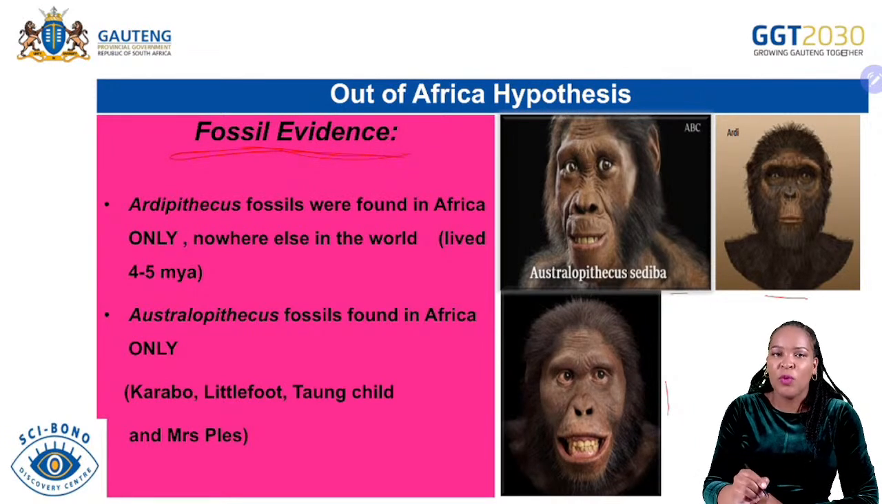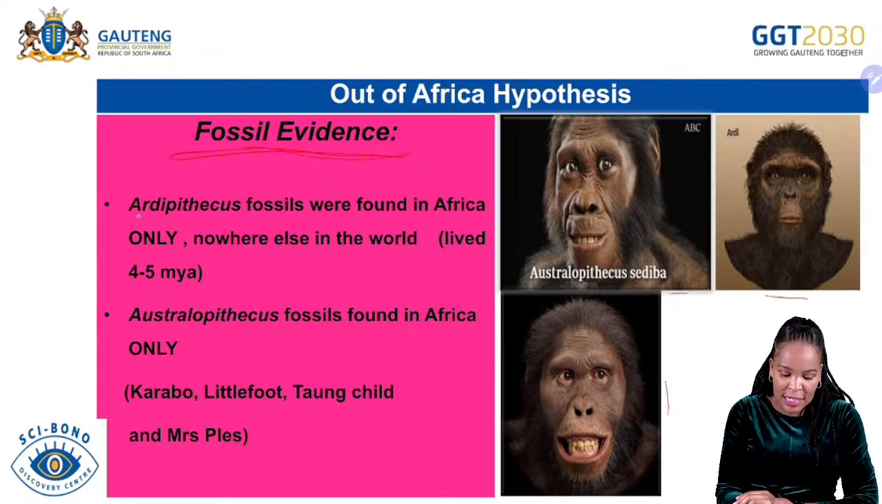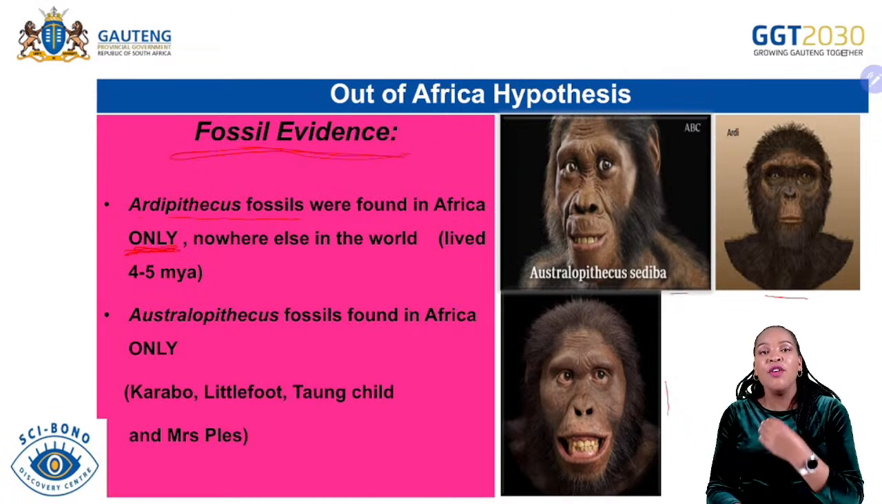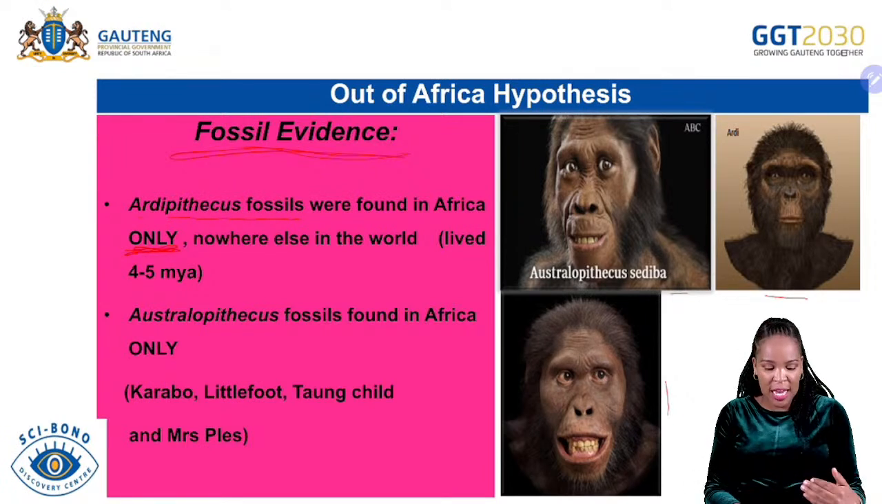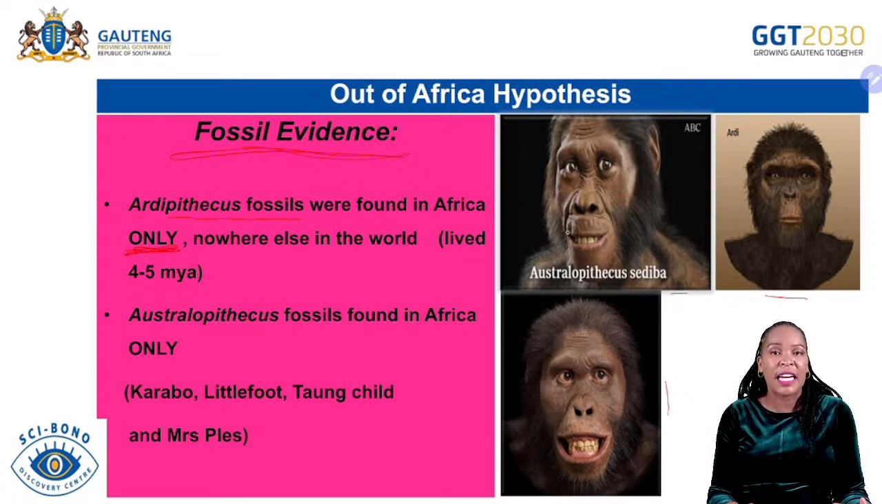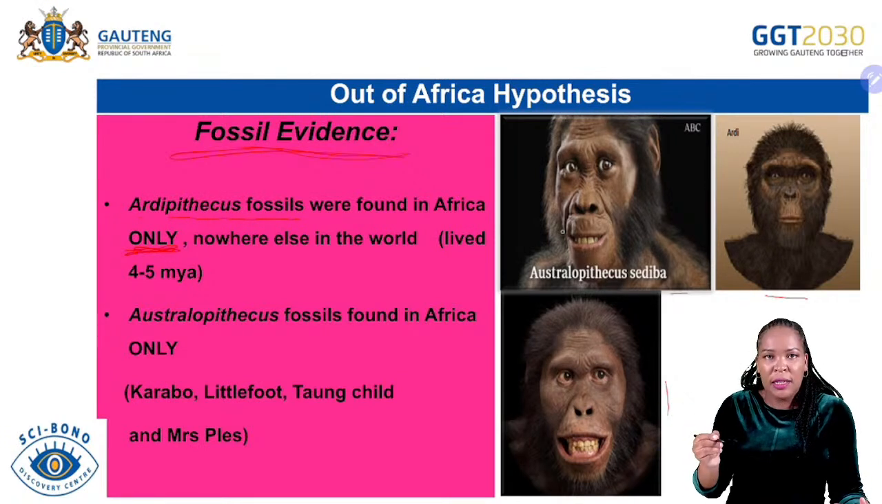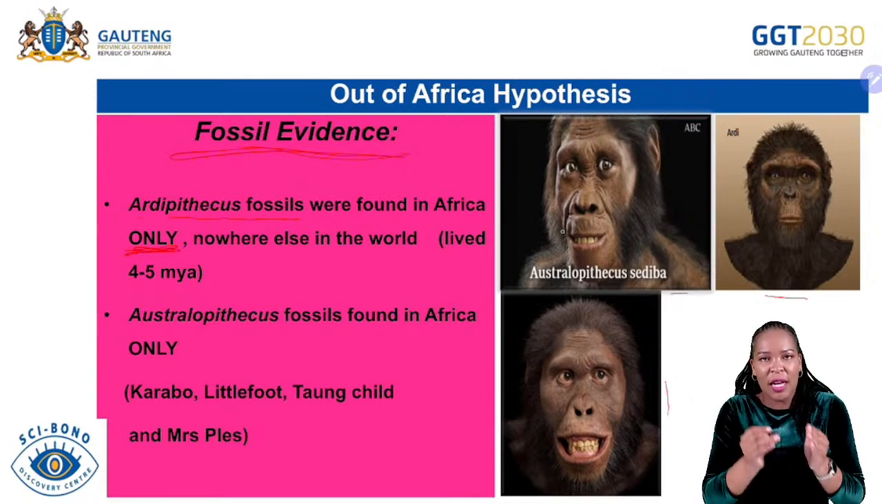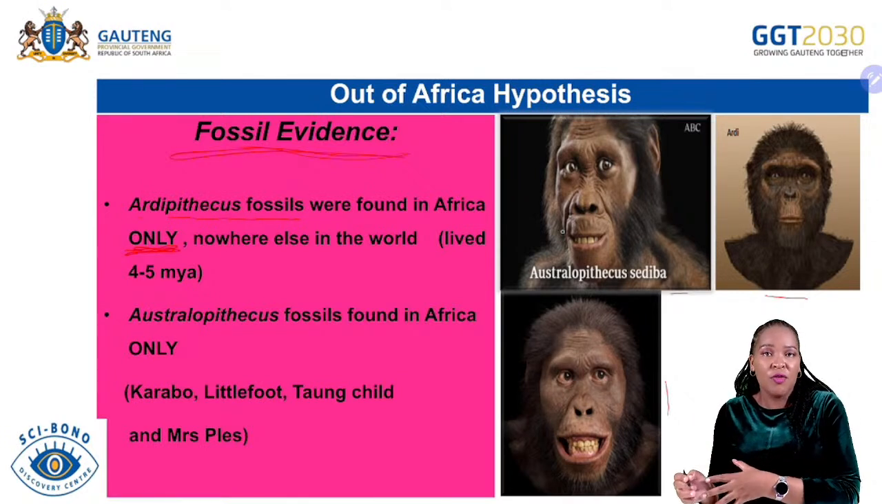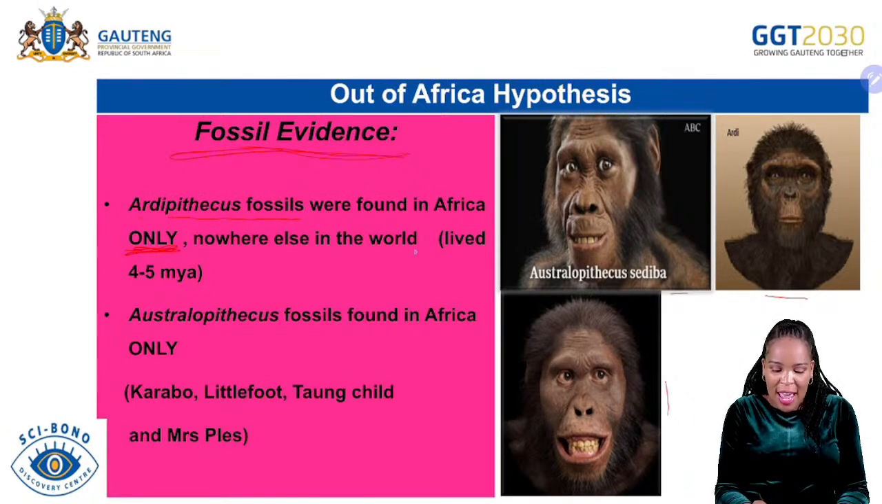What do we say? What did they find that supports that with these fossils? They found that Ardipithecus fossils were found in Africa only. Very, very important. How you write this in the exam is going to determine whether you get the mark or not. If you say Ardipithecus fossils were found in Africa, it still leaves room for another continent. So if you say only, then you're proving that these ones will support our theory of evolution. Right, so you must say nowhere else in the world.